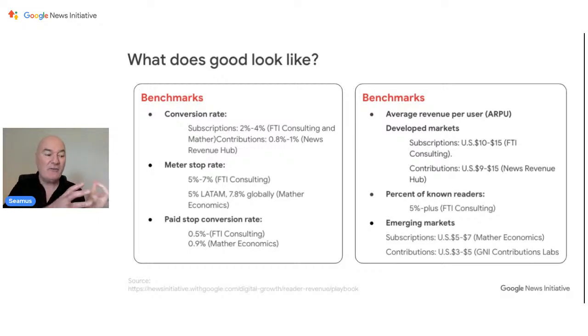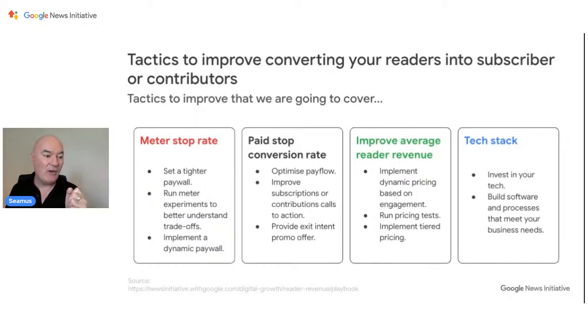And then this will be different, of course, for emerging markets. So we would talk about $5 to $7 for subscriptions, $3 to $5 for contributions. So just some of those figures there, just to let you know that you can find those in the playbook, which we will have shared with you. So these are just some of the tactics that we could look at if we wanted to improve on things.